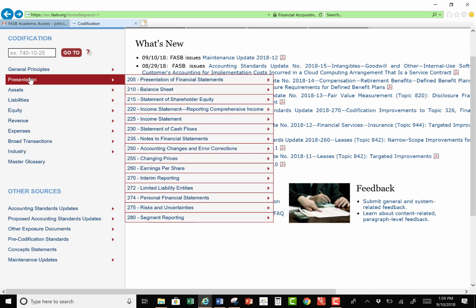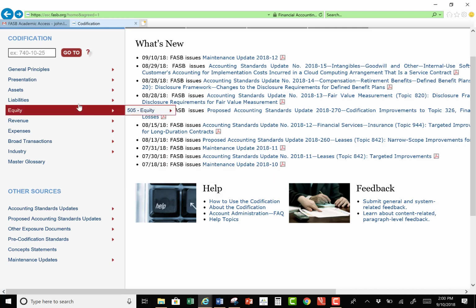The first three numbers of the codification are always what topic we are looking up. If I'm looking up something about the statement of cash flows, I know that's going to be in topic section 230. So if I wanted to understand something about the statement of cash flows, I could click right there on statement of cash flows.